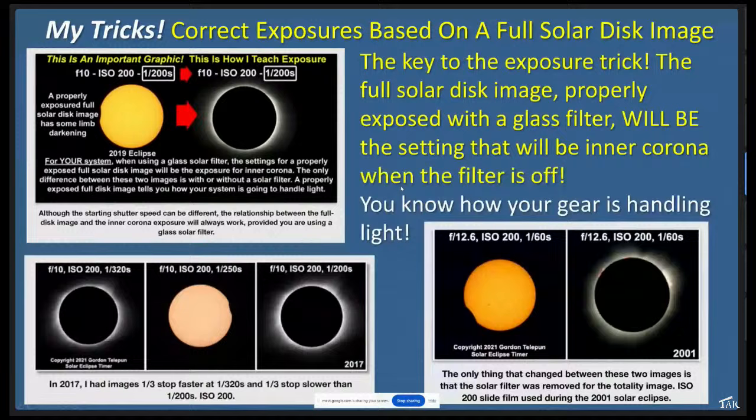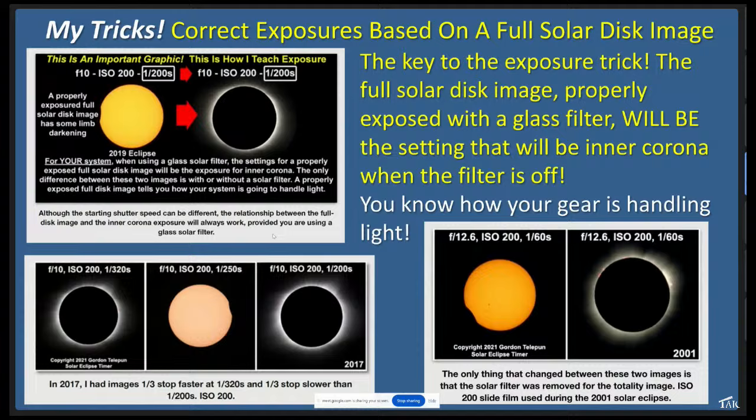I know that if you have exposed your gear for a balanced full solar disk image, that shutter speed you're using there will later be the shutter speed that will expose inner and inner mid corona. So this always works. With a glass filter for your gear, and I don't care what gear you have, if you have a balanced full disk image, when you take an image without the solar filter on, you're going to be at a setting that is going to image inner to inner mid corona. So it's really important information to know about your gear, especially if you've never imaged an eclipse before.